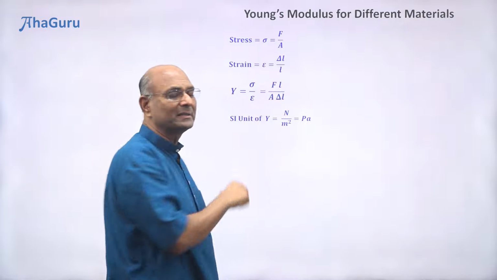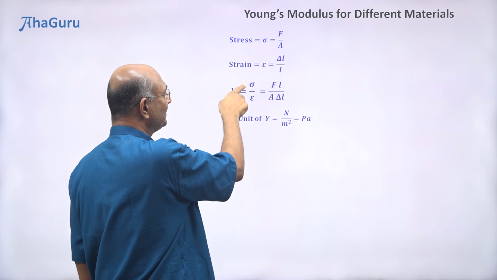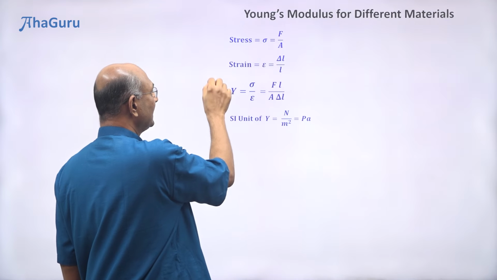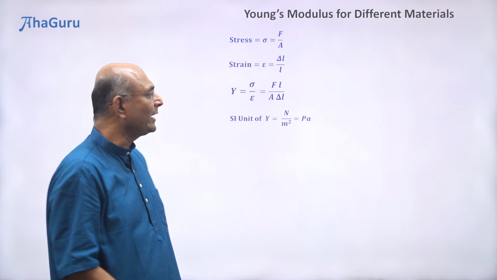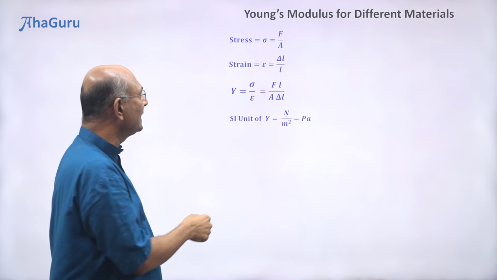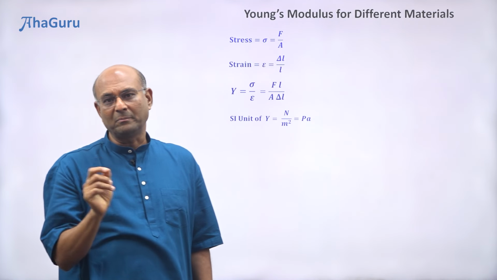Now, I don't like to remember this formula. It is a lot easier to just simply say stress by strain. So, I'm going to always use from the basics that Young's modulus is stress by strain. Okay? Stress you can of course remember directly. It is restoring force by area, and strain is delta L by L.